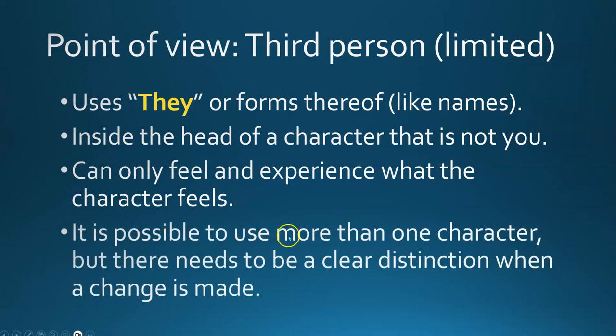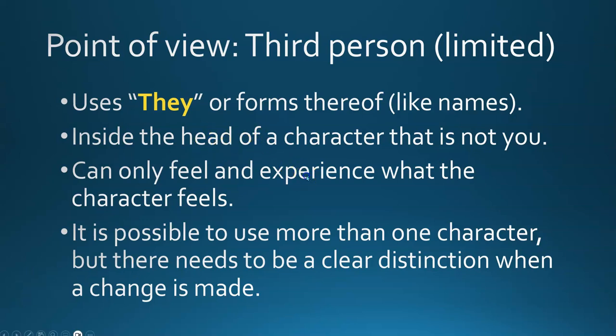Now, it is possible that there is more than one character. If you're writing a book, you can have the story told from multiple characters' points of view and still use third person limited. But not usually; there has to be a clear distinction when a change is made. Often this will be a scene break or a chapter break. If you're going to move from one character's head to another character's head, there needs to be a clear, distinct break. And when you move from one person's head to the other's, remember that you can only feel, experience, and know what that particular character knows at any given time.